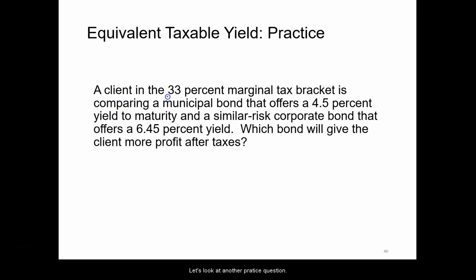If we have an investor whose marginal tax rate is 33%, he's looking at a muni bond that has a 4.5% return. So 4.5% for the muni is before and after tax. And then a corporate bond with a 6.5% yield. That's before tax. So which bond would give the client a higher return after tax?